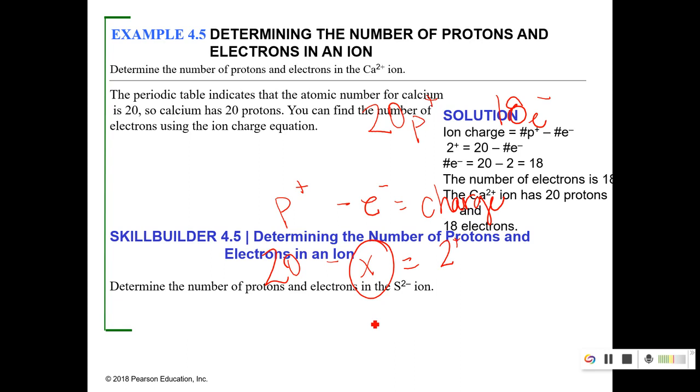All right, let's do sulfur. So sulfur 2 minus, I've got 16 protons. If I've got 2 minus, that means I have 2 more electrons, so I've got 18 electrons.